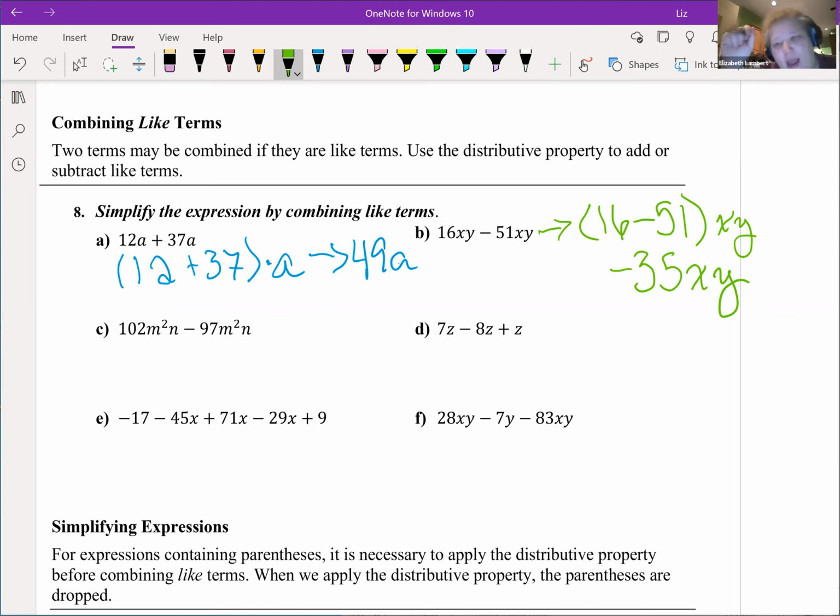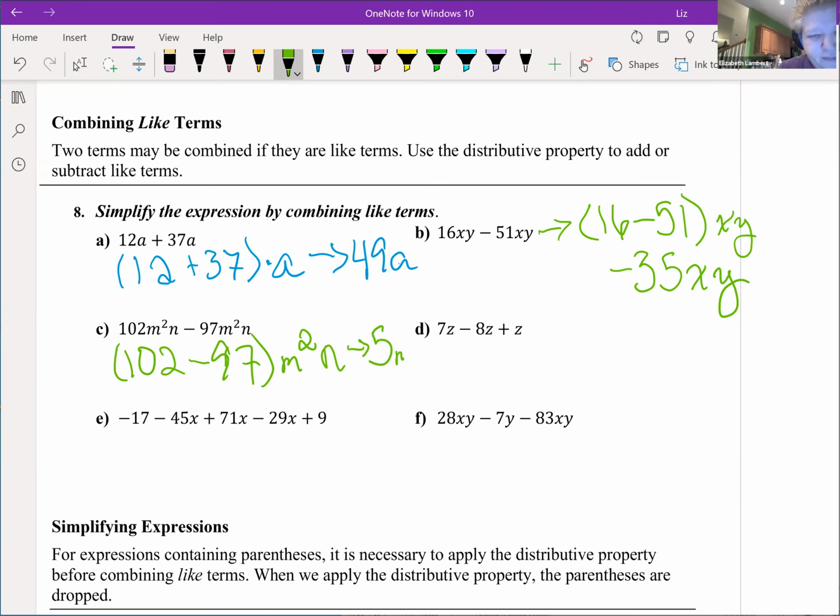So here I have 102 m squared n minus 97 m squared n. So m squared n, those are exactly the same. M squared is m times m, and then an n. So same variables. So we're going to pull those out to the side. So I got 102 here, minus 97, and everybody got m squared n. So 102 minus 97 is 5. So that is 5 m squared n.